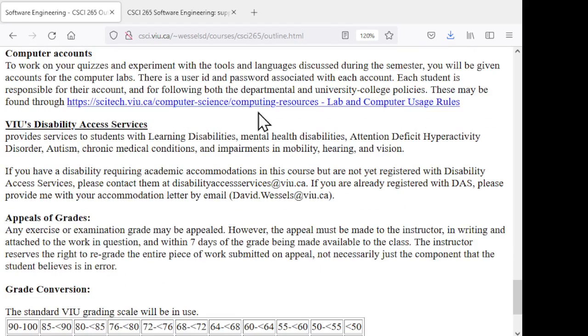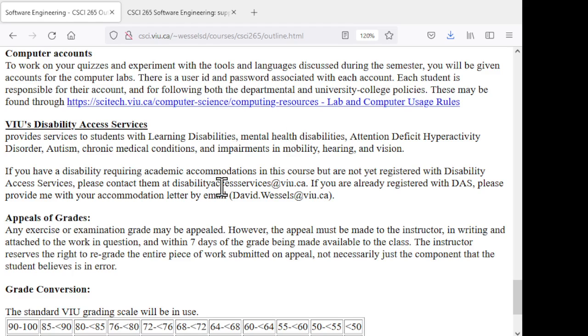Let's see, you will be given, if you don't have them already, accounts on our Linux systems. So these are the department Linux servers as opposed to the accounts that you're using for the rest of your VIU work. And again, we'll talk about these as we get into the labs. If you don't have account information yet, if you didn't take first year with us essentially, then I'll give you your account information in the first lab in the second week of classes.